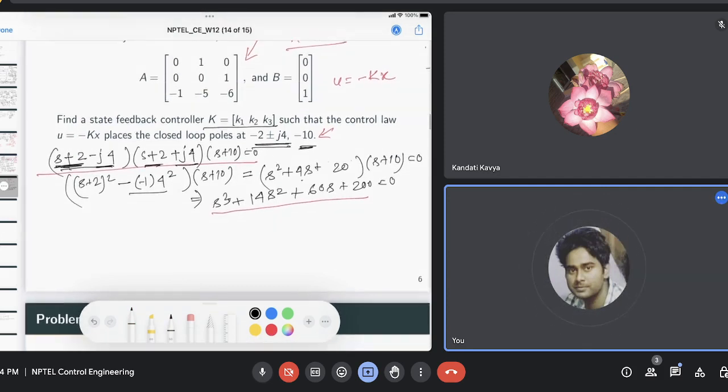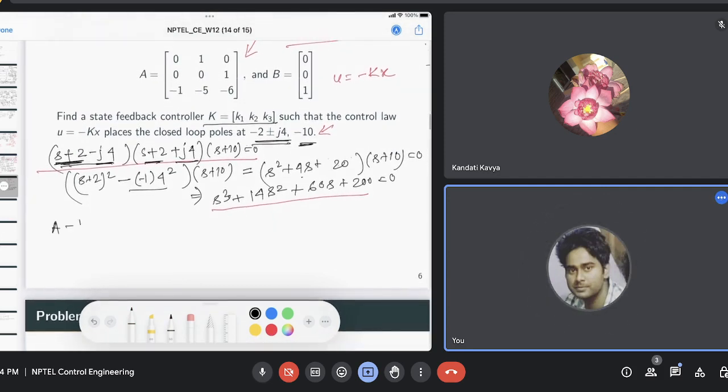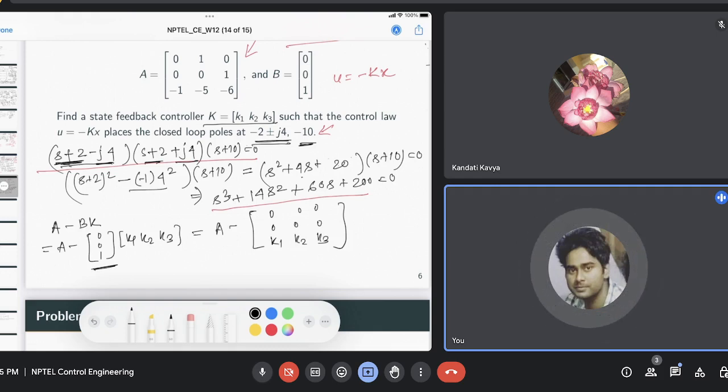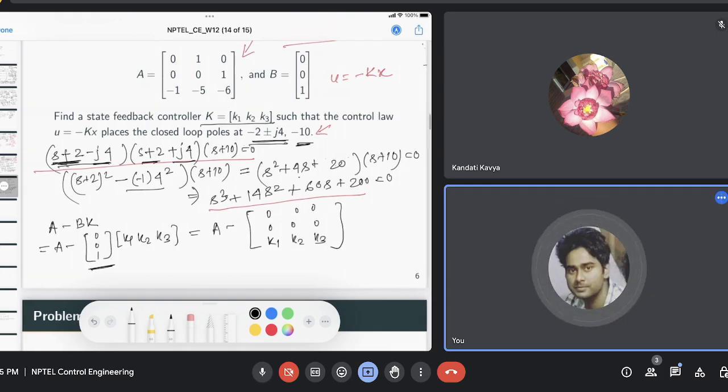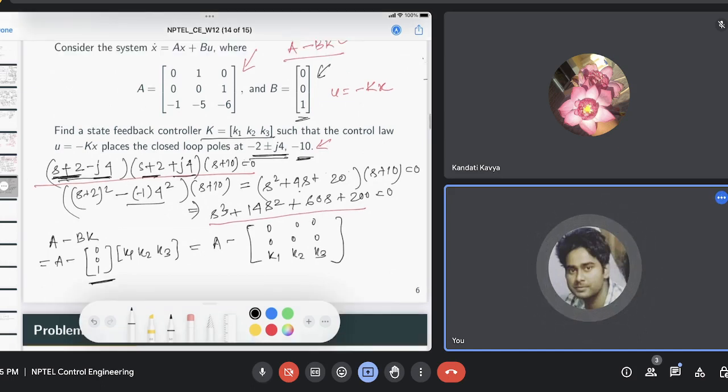So you see that A minus BK is equal to A minus B times k1, k2, k3, but B is what? 0 0 1. So the first elements will be all 0, only the last element will reflect the change, because of this special form of B. This is because of the controllable canonical form. B has 0 0 in all these rows, only the last row is 1. So this K effect will be only at the last row.